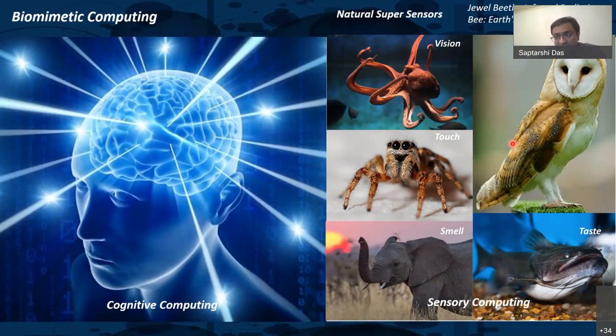And typically what has been conceived is that animals survive in resource-constrained environments, and they have very, very tiny brains, which means that they have very limited neural resources, and yet they're evolutionarily successful. So there has to be some kind of intelligence that plays out in their sensory organs that allows them to succeed. And that is exactly what we are trying to mimic in our group. We are trying to get influenced by the animal brains and design new types of devices which can give us energy and area efficient smart sensors.